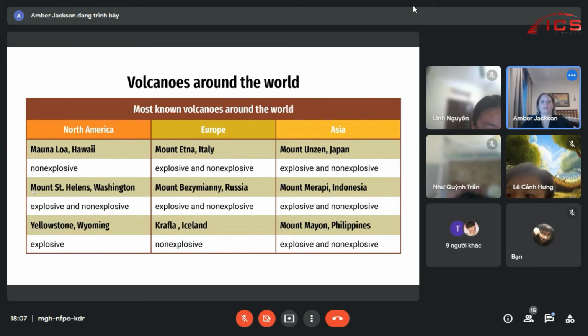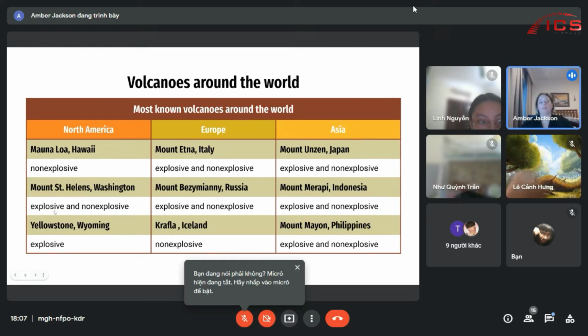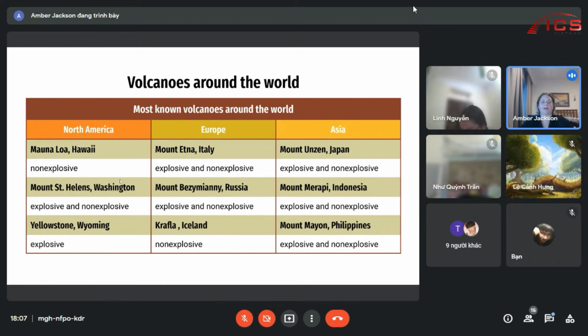Mount St. Helens is both explosive and non-explosive. When it erupted back in the 80s, it blew the top off of the mountain. It was very shocking because no one knew that it was active. So it blew the top off of the mountain, but then it continued to just kind of pour out of it after that initial explosion.